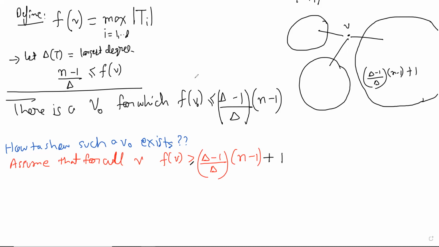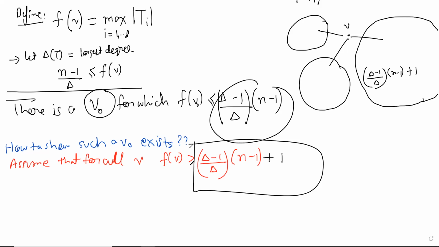So this is just if you assume that this is not true. What we have to show is that there is some vertex for which f(v naught) is less than this. Now, if that is not true, then for every vertex, no matter what vertex I take, I fail. Meaning that no matter what vertex I take, the largest component is bigger than or equal to this. Now I put a +1.